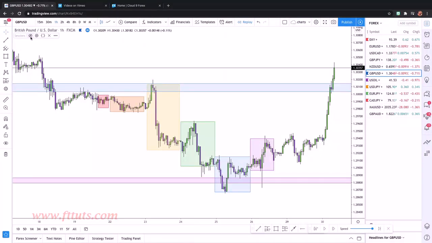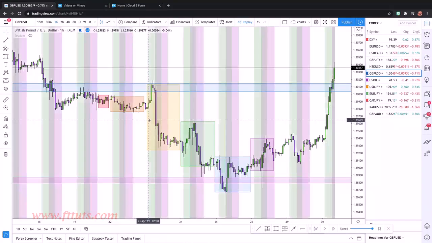So then we bring in this sessions tool, and we can see exactly what happened. On Tuesday, London session comes in. The green is London. London session started about 2 a.m. So 2, 3, 4 a.m. comes, then New York starts. Once New York starts, price comes down. New York pushes price down.